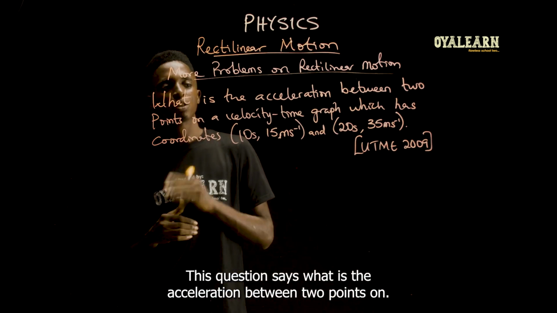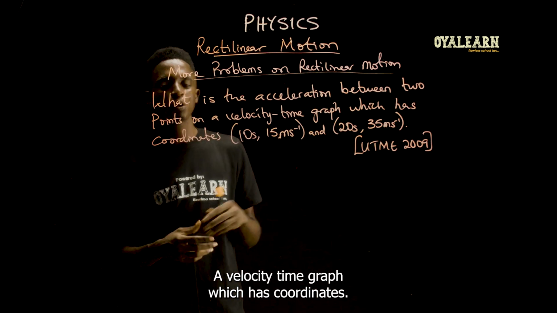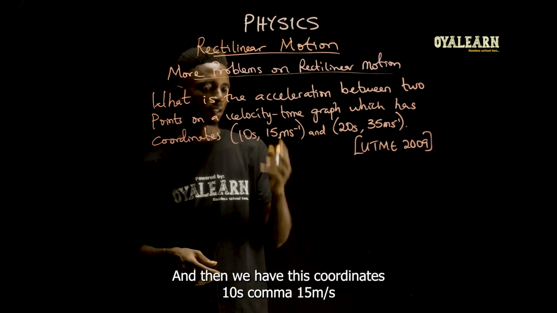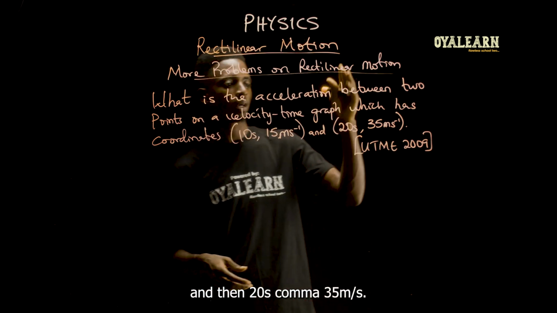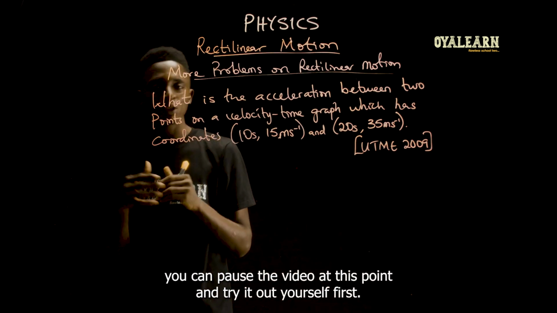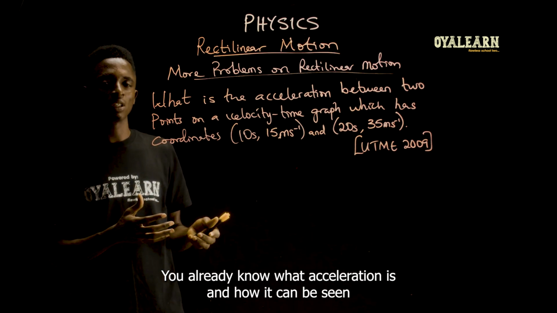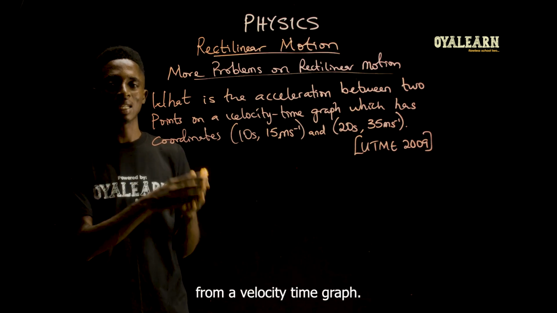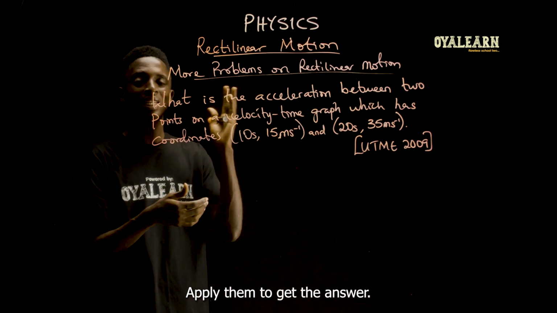This question says, what is the acceleration between 2 points on a velocity time graph which has coordinates 10 seconds, 15 meters per second, and then 20 seconds, 35 meters per second. Now, please, you can pause the video at this point and try it out yourself first. You already know what acceleration is and how it can be gotten from a velocity time graph. So now you have the coordinates, apply them to get the answer.